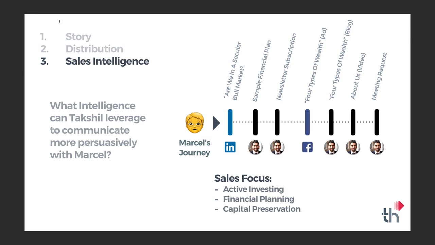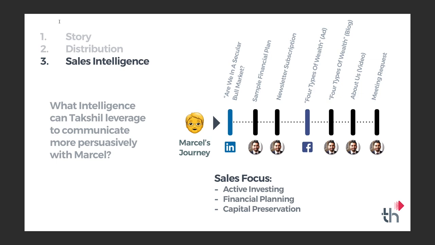And all of that interaction history, that whole journey of Marcel's, is tracked, and Taxil can look at that and know that when he meets with Marcel, he can start to focus his conversation around the things that Marcel was looking at online on his website. Topics like active investing, financial planning, capital preservation. So it's really positioning Taxil to optimize the conversation with Marcel according to the sales intelligence and the consumption metrics that Marcel generated on the website before ever meeting Taxil offline. So it's a really, really neat way to optimize your outreach.